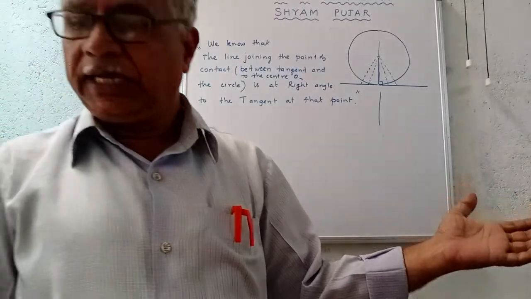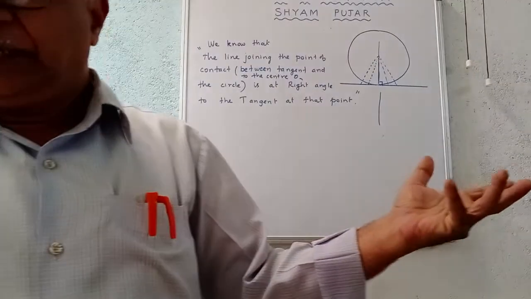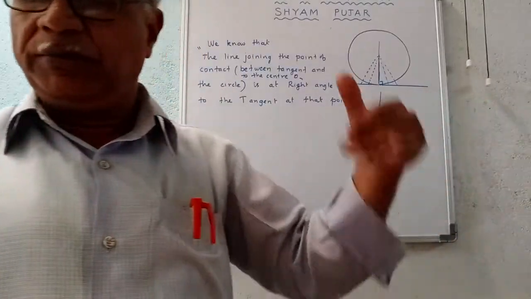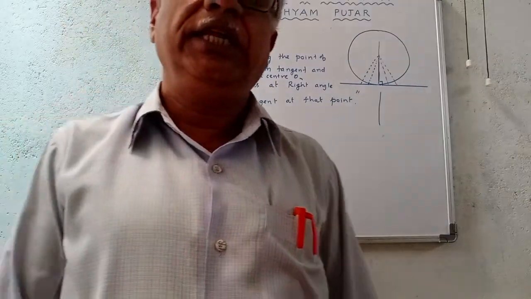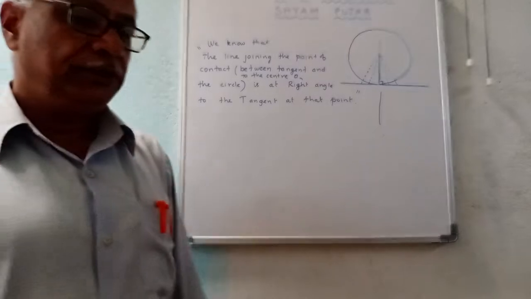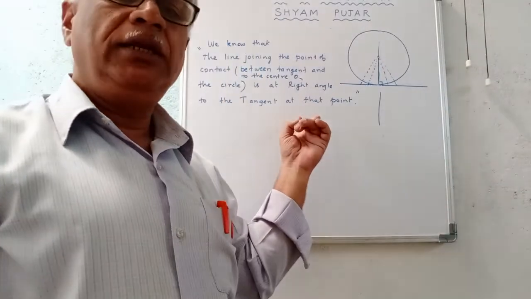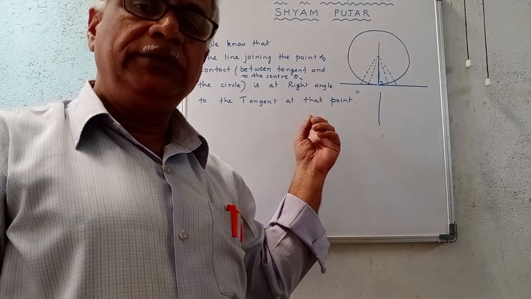The length of a tangent from a point A at a distance of 5 cm from the center of a circle is 4 cm. Find the radius of the circle. Is this clear? Shall we move ahead?